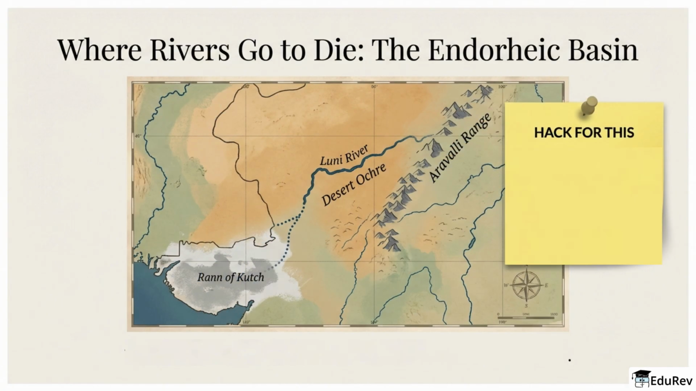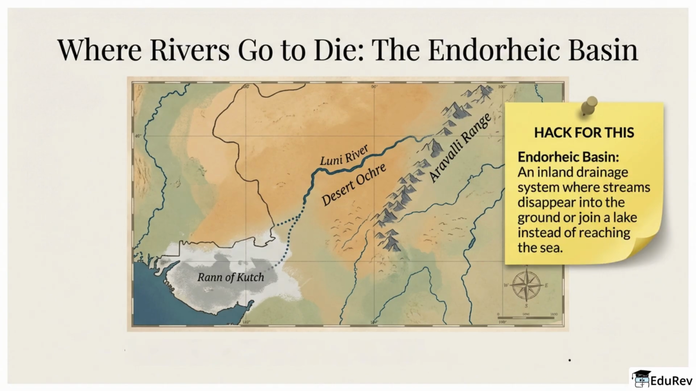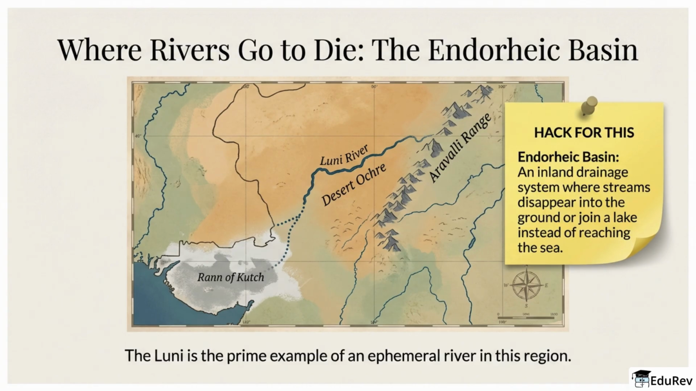Now comes a concept UPSC loves, because it tests whether you understand drainage properly. The endorheic basin. An endorheic basin is an inland drainage system where streams don't reach the sea. They either disappear into the ground or terminate in inland lakes or salt flats. The Luni is the prime example here, and it's also called an ephemeral river. Ephemeral means it does not flow year-round. It flows mainly after rainfall events, which is exactly what you expect in an arid region.